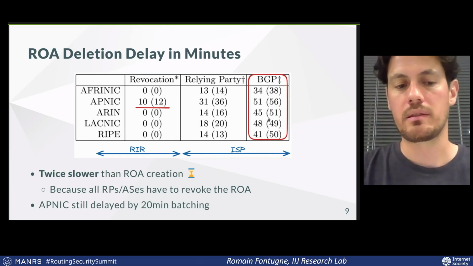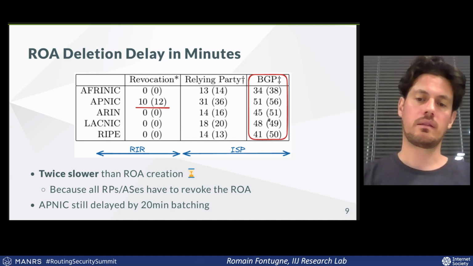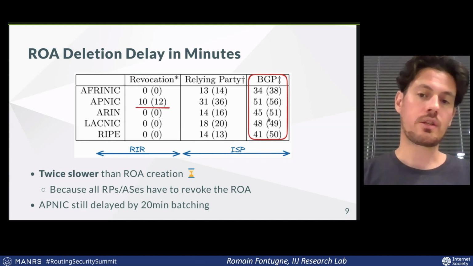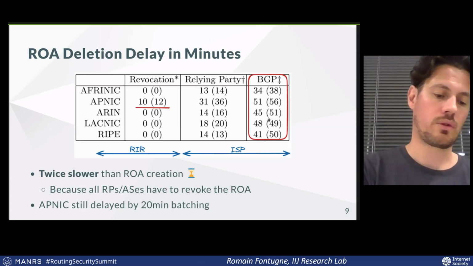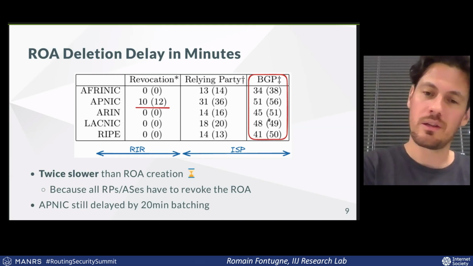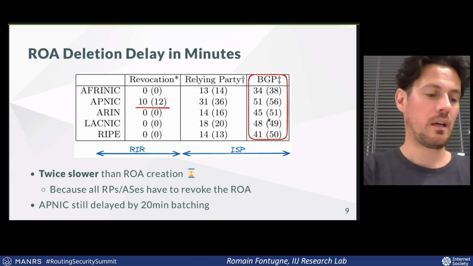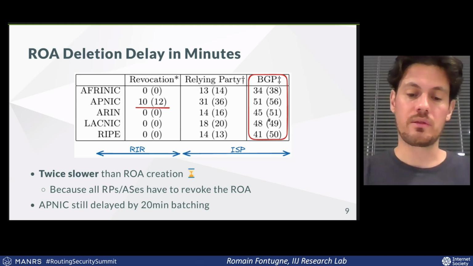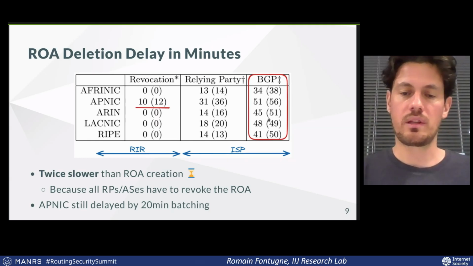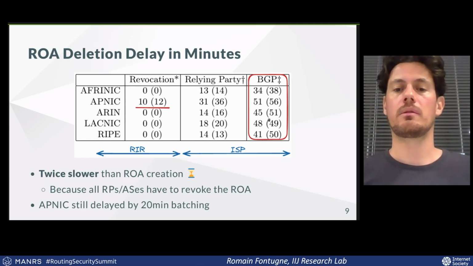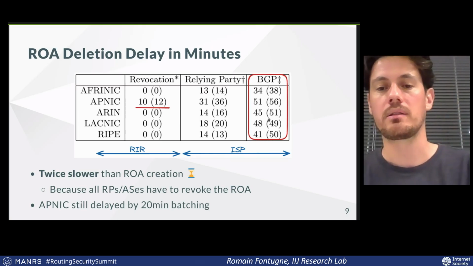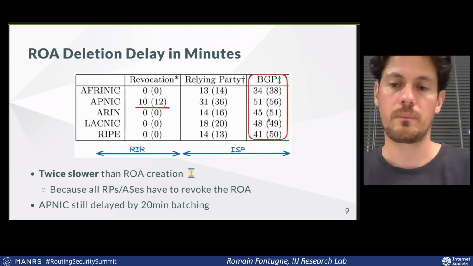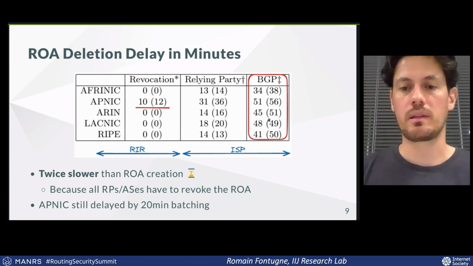And the main explanation for that is that a lot of large ISPs use multiple relying parties to ensure resiliency, so they don't rely on only one single party that is running. But that means when we delete a ROA, all the relying parties that they're using all have to delete it for the router to take this into account. So it's the slowest relying party that will always penalize the delay. So we found that deleting a ROA takes quite a bit more time than creating one.